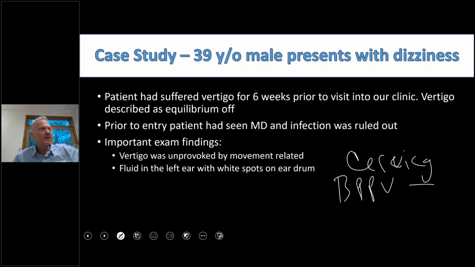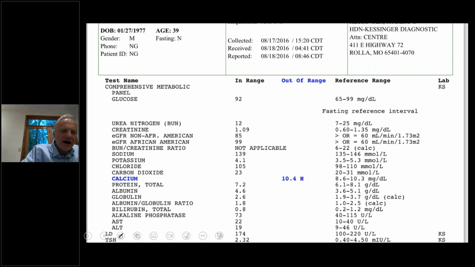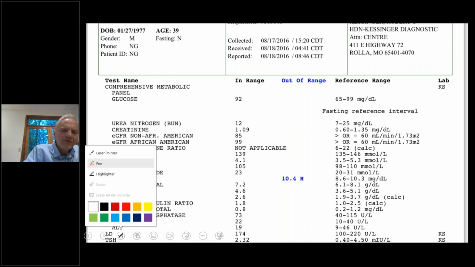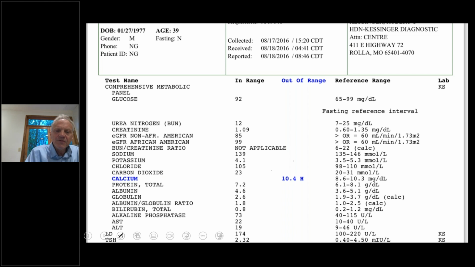But in those cases, it is mechanical, so you can see it, you know what it is. But if it's unprovoked, just out of nowhere it comes, then you've got to think, well, what the heck is doing that? Well, infections can do that. I looked in the ear, and the left ear had white spots on the eardrum. Oh, this is getting suspicious. Then we ran our blood work, and calcium was elevated.